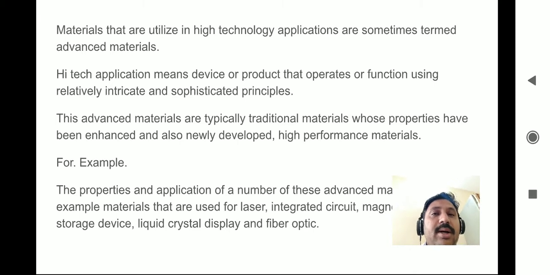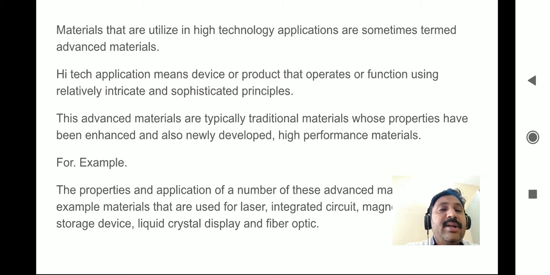Materials that are utilized in high technological applications are sometimes termed advanced materials. High tech application means a device or product that operates or functions using relatively intricate and sophisticated principles. So the point given here is that high technology means a product or device that operates or functions using relatively sophisticated principles.